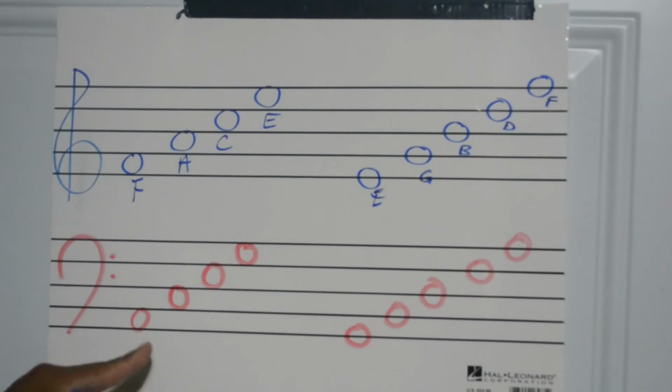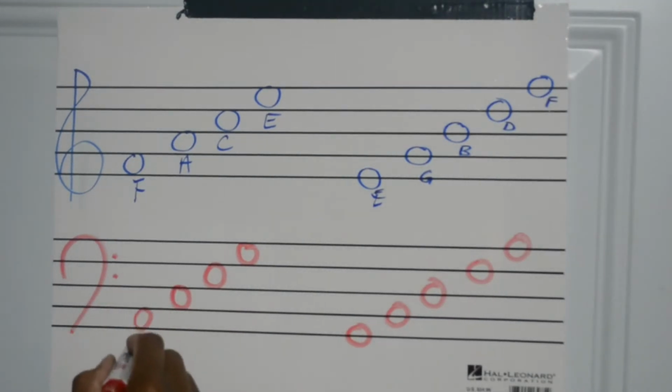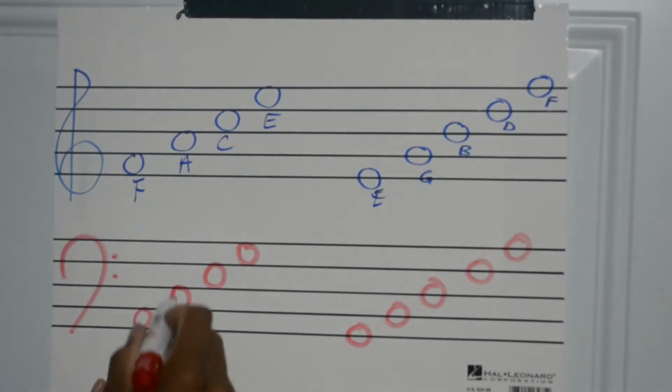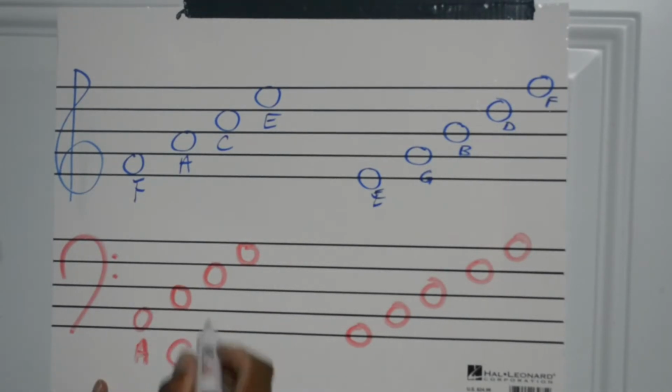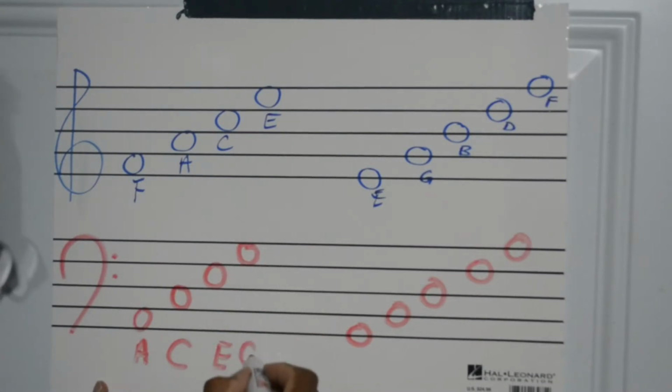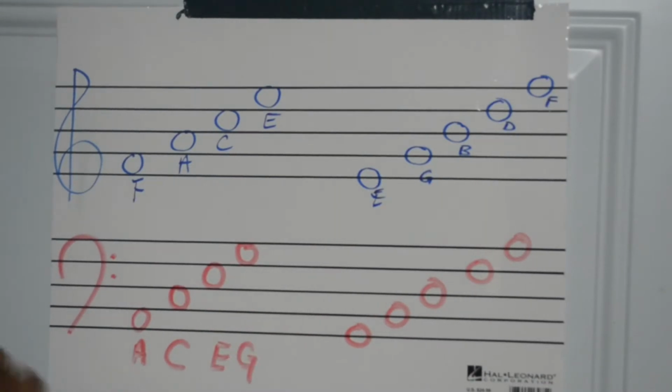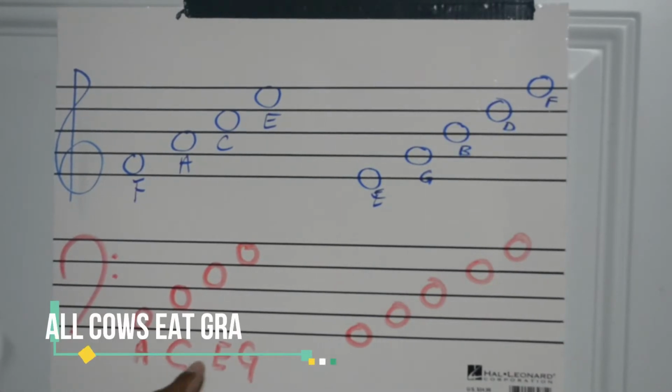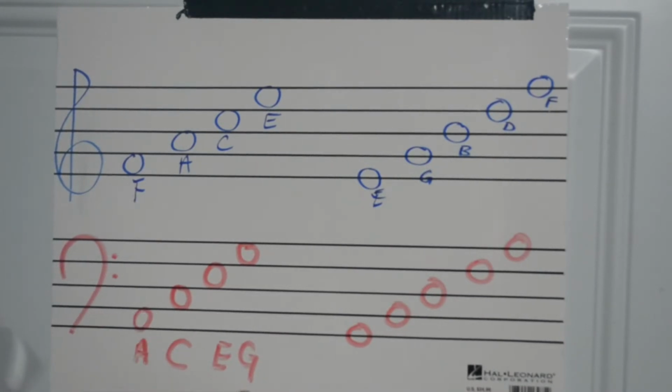Let's take a look first at the spaces. The first space is A, the second space is C, third space is E, and the fourth space is G. A good and fun sentence to remember the spaces of the bass clef or the F clef is all cows eat grass. All cows eat grass.